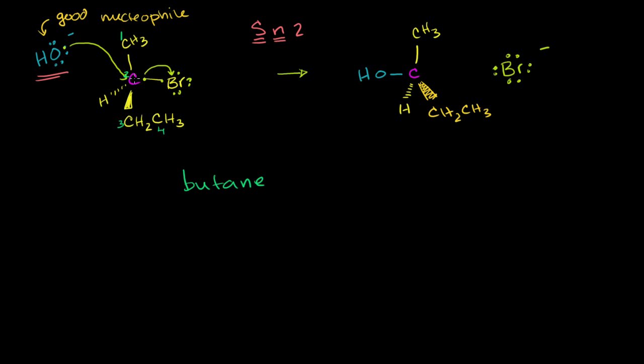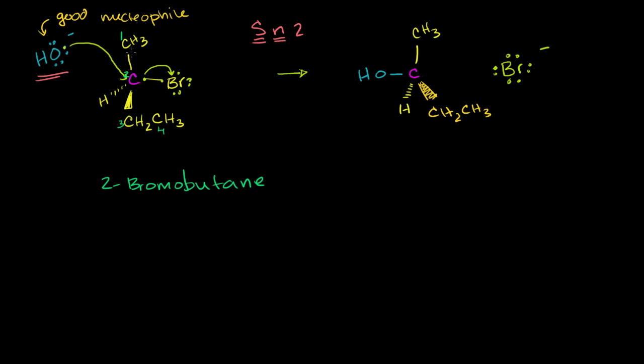Butane. And on the number 2 carbon, we have a bromo group. So it's 2-bromobutane. And this is a chiral carbon, so we have to describe its handedness. And we know it's a chiral carbon because everything it's bonded to is different.